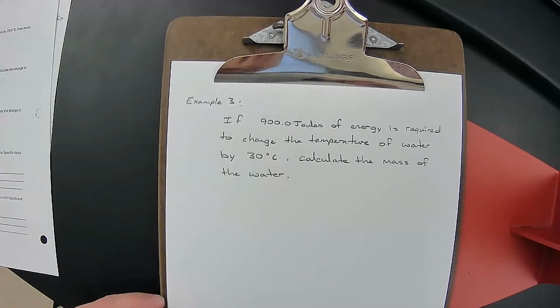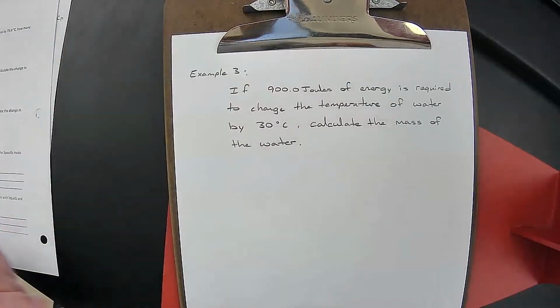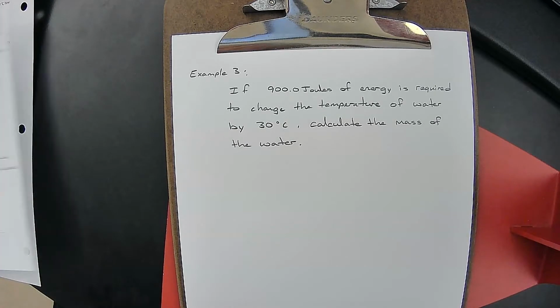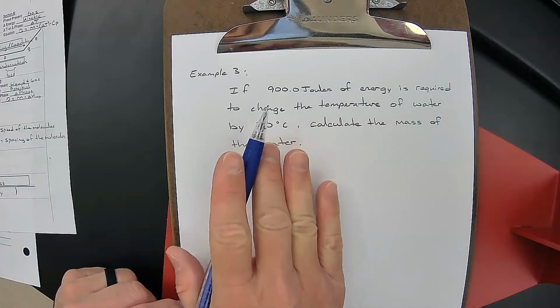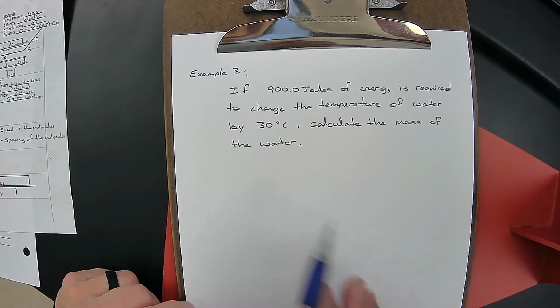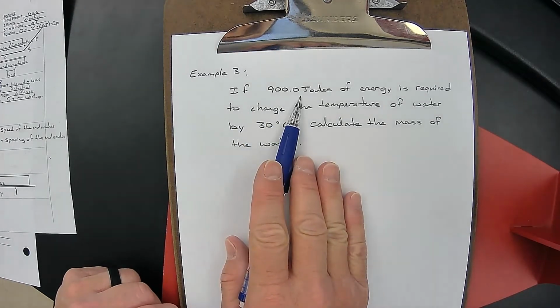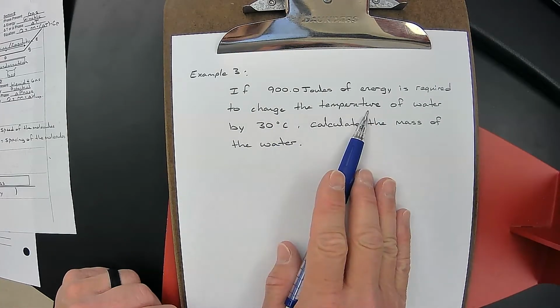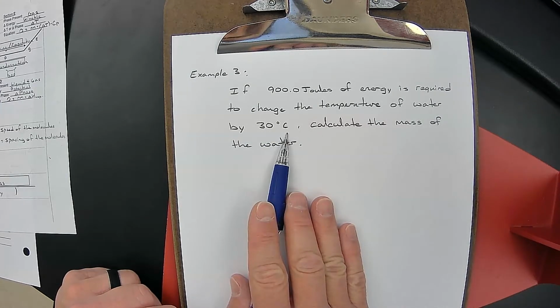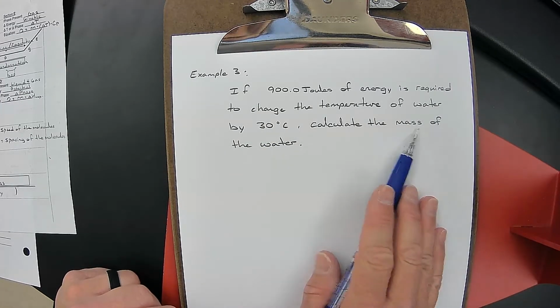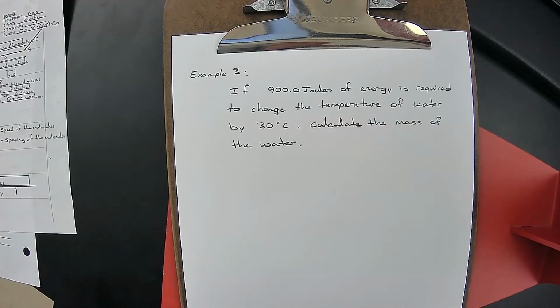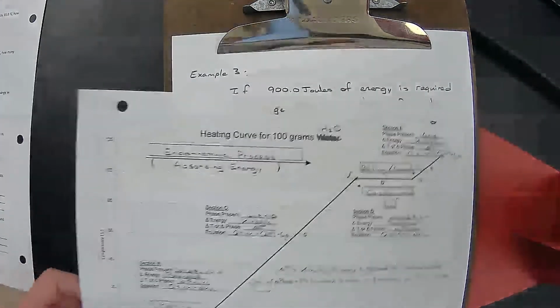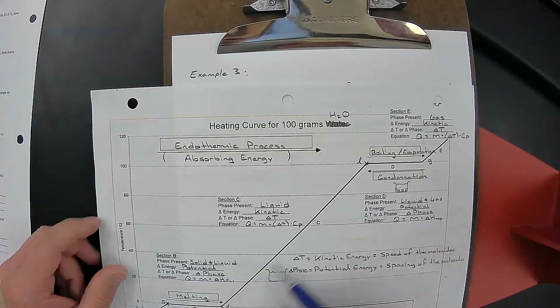In this third example, we're going to use our chart, but we're going to use it in a rearranged equation. If 900 joules of energy is required to change the temperature of water by 30 degrees Celsius, calculate the mass of the water. So we are assuming that we are dealing with a liquid.